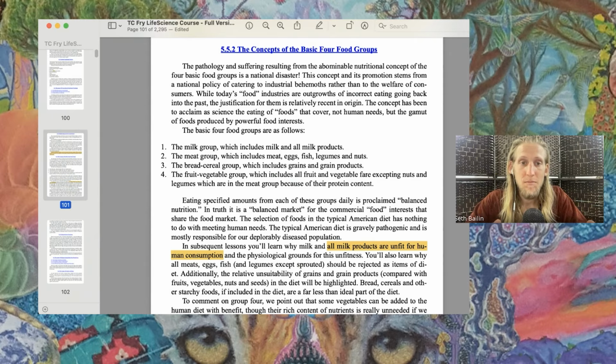So that's why milk, meat, and breads and cereals are dominating the guidelines for Americans in the 80s. So skip ahead to today. Let's go ahead and share.